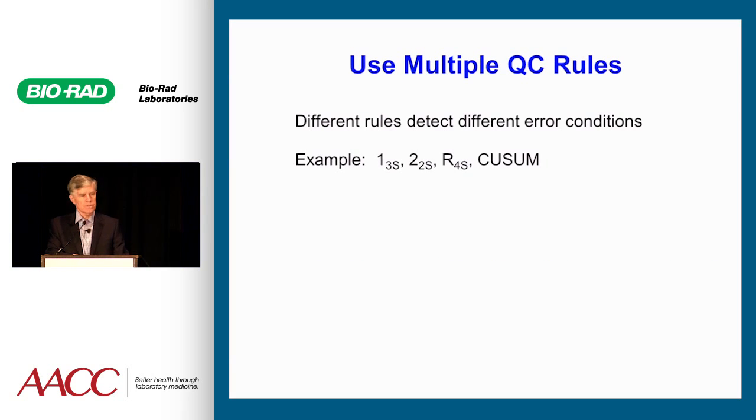Well, however you choose to figure out what rules to use, use more than one. Multiple rules have been a mainstay of laboratory medicine forever, and I should say since Jim Westgard published the first paper on the subject. Here's a typical example of a combination that's not infrequently encountered: a 1,3s followed by a 2,2s, a range 4s, and maybe a cum sum or moving average of some type.